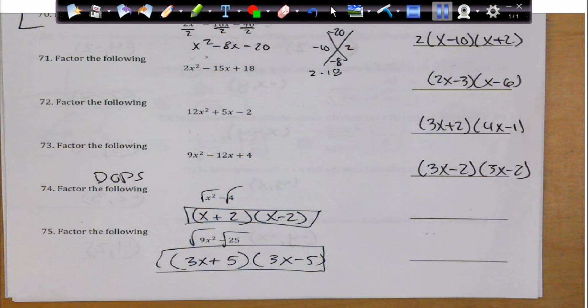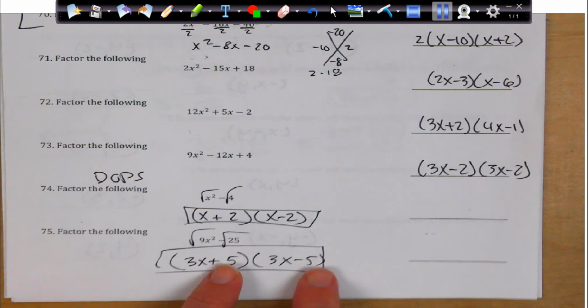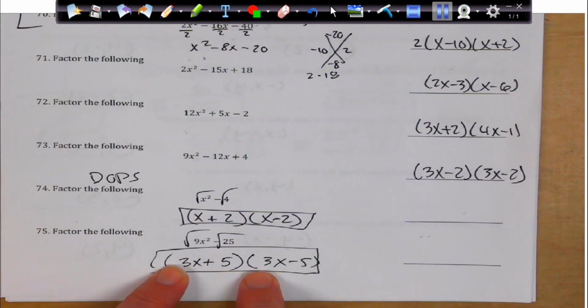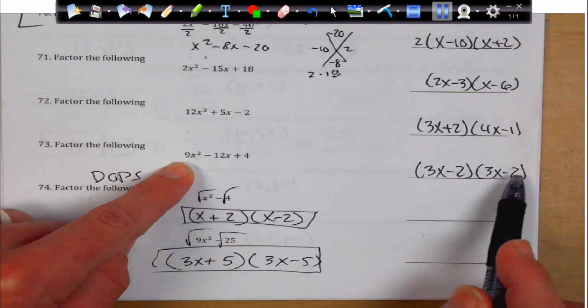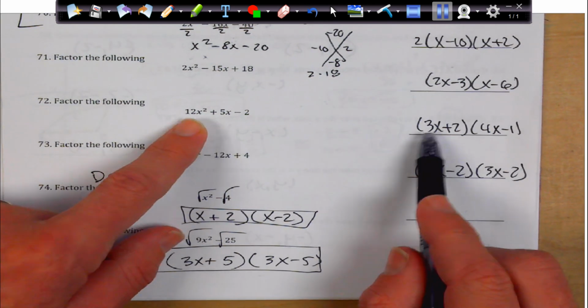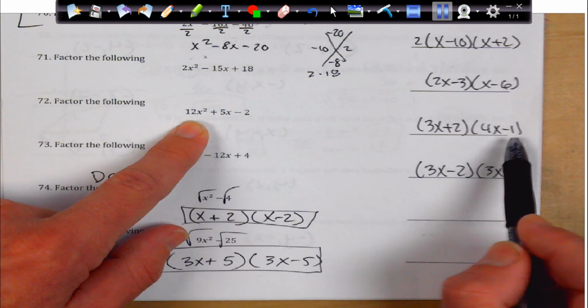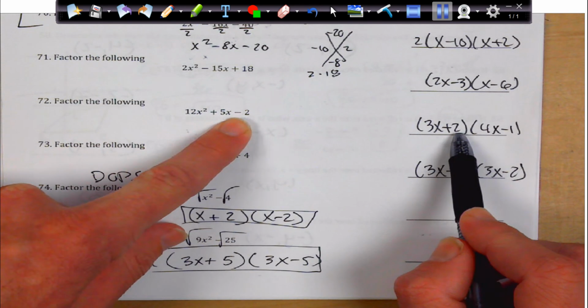A quick way you can check all of your answers to see if they make sense is to multiply the two back numbers to see if it's the back number, and multiply the two front numbers to see if it's the front number. So we can try it here. 3x and 3x is 9x squared. Negative 2 times negative 2 is a positive 4. 3x times 4x is 12x squared, and negative 1 times positive 2 is a negative 2.